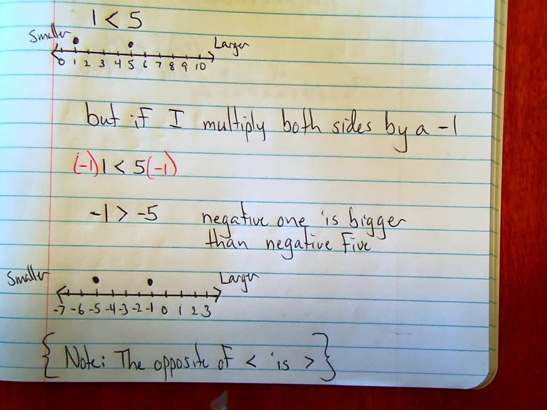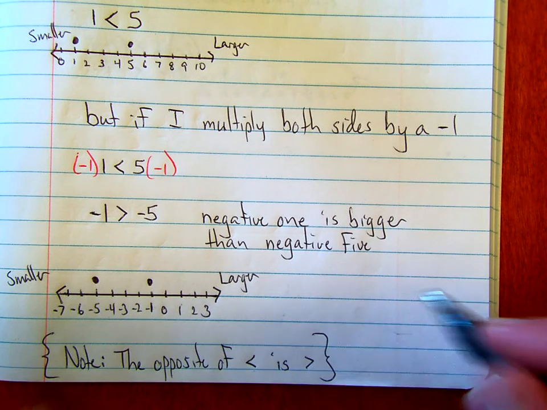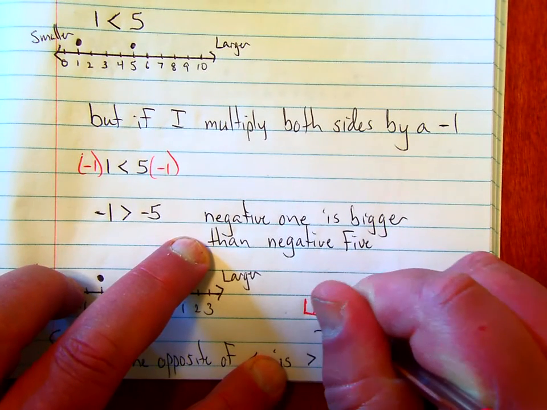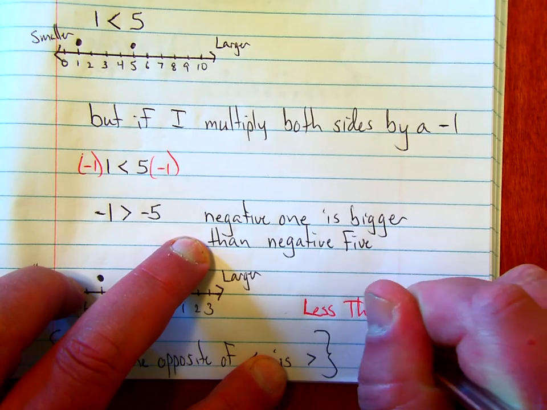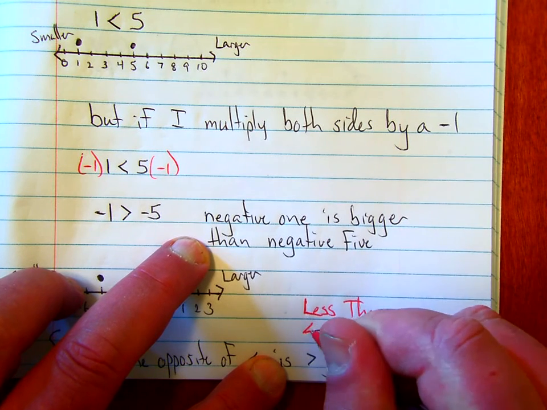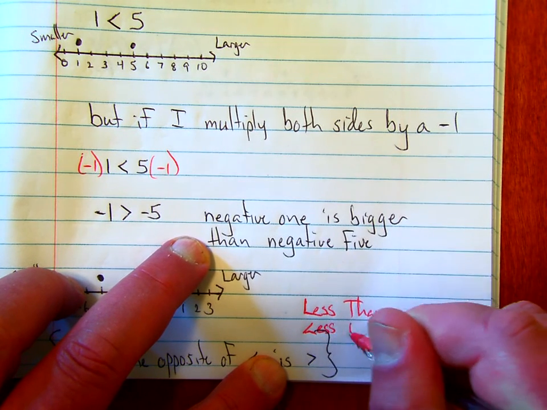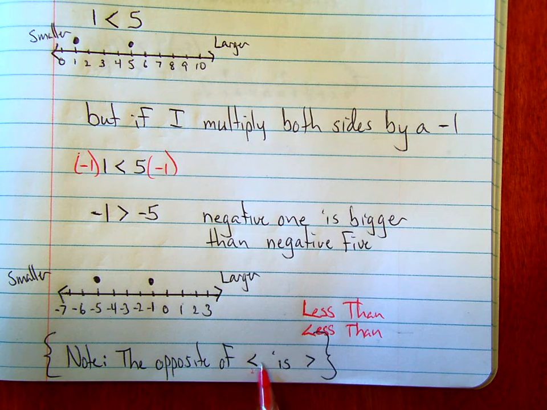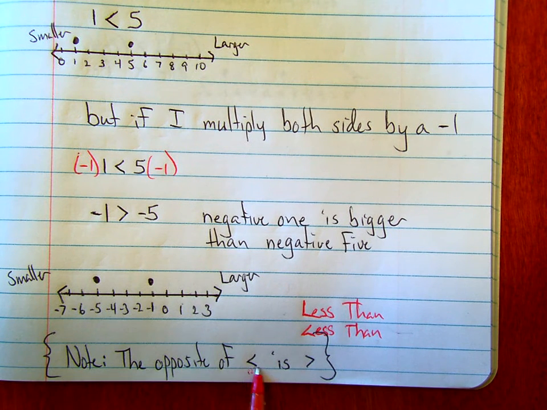Note the opposite of less than is greater than. And I always remember less than looks like a bent capital L. If I wrote it, less than, so when I just see the symbol, that bent capital L comes to mind, so I can quickly look at it and go, oh, that's less than, that's greater than, even when there's no numbers associated.